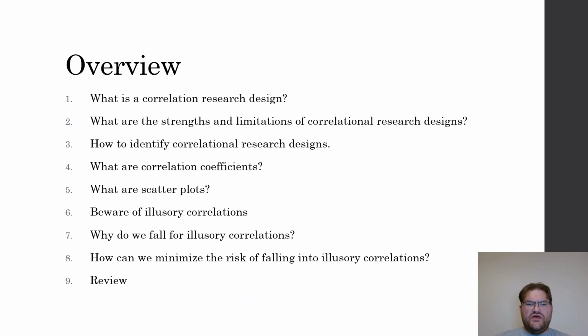In this video, we'll answer some questions such as: what is a correlational research design? What are the strengths and limitations of correlational research designs? How to identify correlational research designs? What are correlation coefficients? What are scatter plots? Beware of illusory correlations. Why do we fall prey to illusory correlations? How can we minimize the risk of falling into illusory correlations? And then we'll conclude with a review.